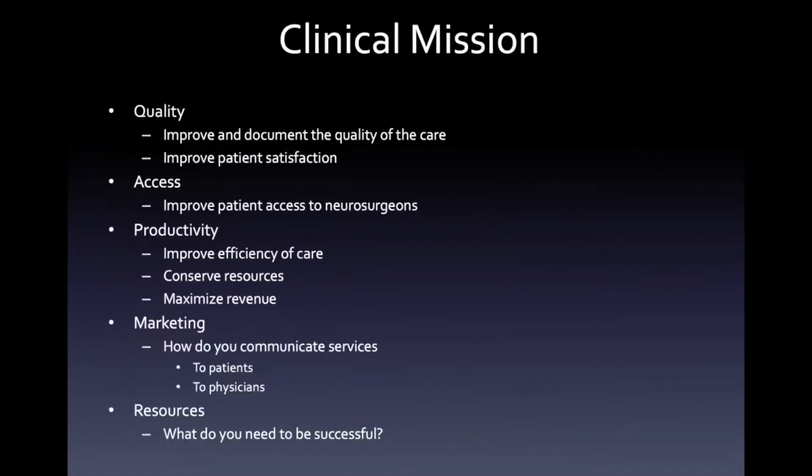But from your own perspective in terms of building a practice, there are some things that you have to really keep a close eye on. And your clinical mission, in my mind, includes all of these five areas: quality, access, productivity, marketing, and resources. I'm going to go through each of those, but just briefly, you want to improve and document the quality of the care that you're giving to your patients, and pay close attention to patient satisfaction, because as I'm going to talk about, a lot of this is spread by word of mouth.